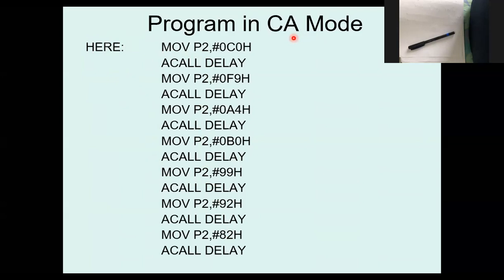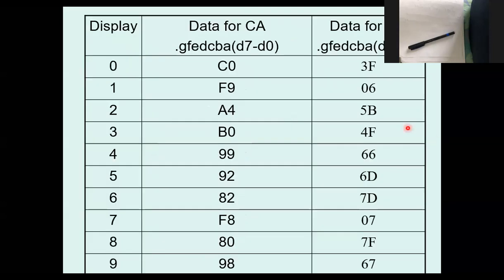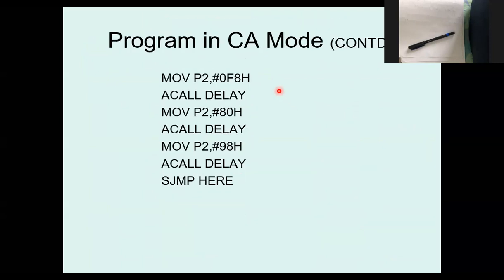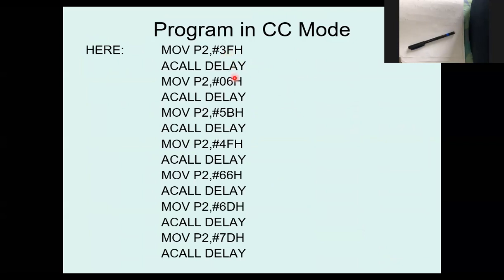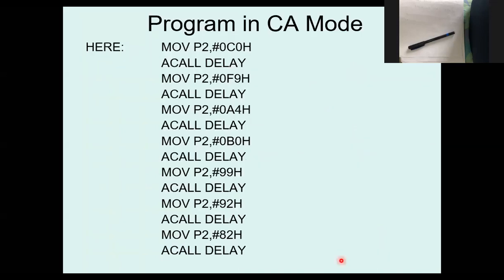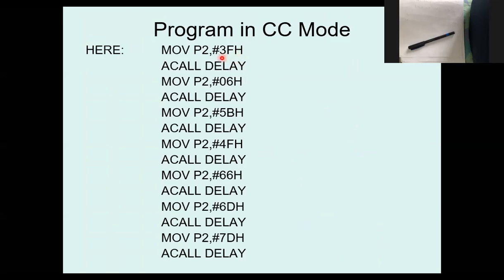If I'm talking about the common cathode program, these values will be changed. So C0 will change to 3F, 06, 5B, 4F, 66, etc. Just see, instead of common anode, if there is a common cathode, the values are changed. 3F, 06, 5B are whatever values are available over here, on D0 to D7: 3F, 06, 5B, 4F, etc. Those values are stored for common cathode, as the earlier ones were for common anode. In all the programs, only the values change.